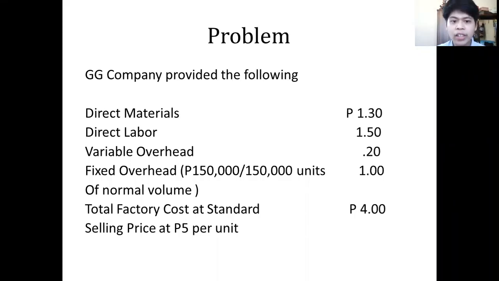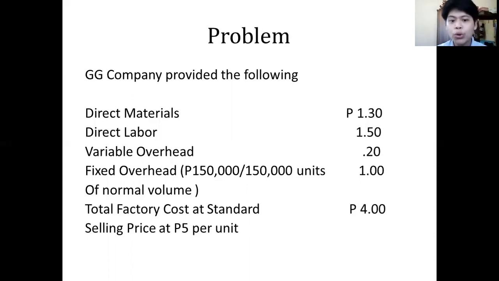GG Company provided the following: direct materials of 1 peso and 30 centavos. The clarification is that this is on a per unit basis. So, direct materials is 1 peso and 30 centavos per unit. Direct labor is 1 peso and 50 centavos per unit. And then variable overhead of 20 centavos per unit.